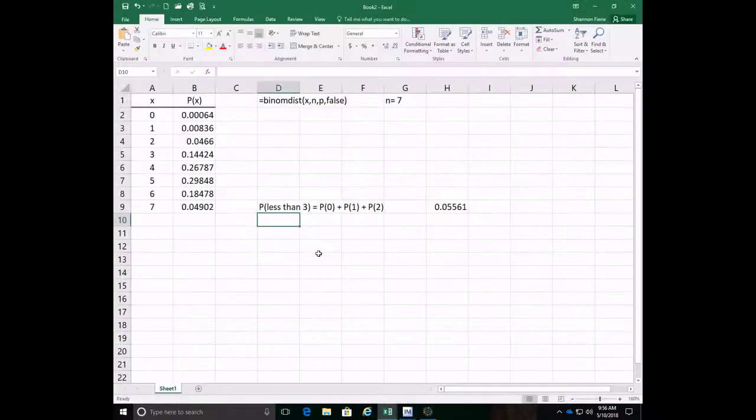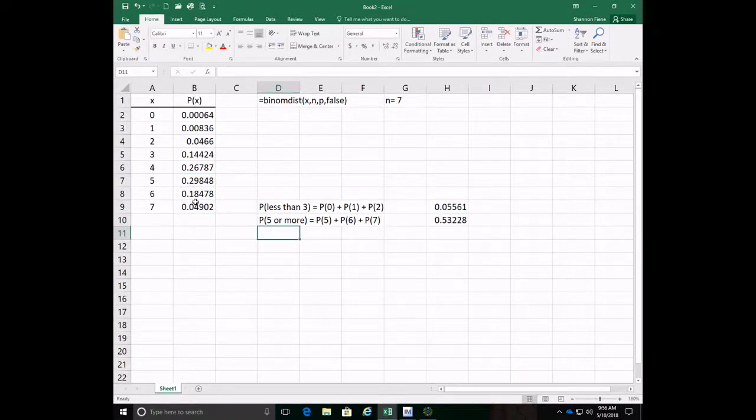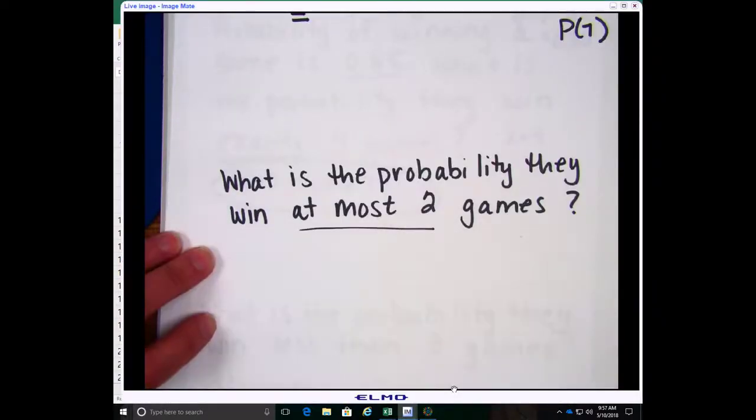Now again, I can go over here. And I'm just typing this so you can see where the formula is coming from. All right, so that's what I need to calculate. And again, I can just use the sum feature equals SUM, open parentheses, and now I'm going to click on the probability of 5, 6, 7, and add those up. And I see 0.5322.